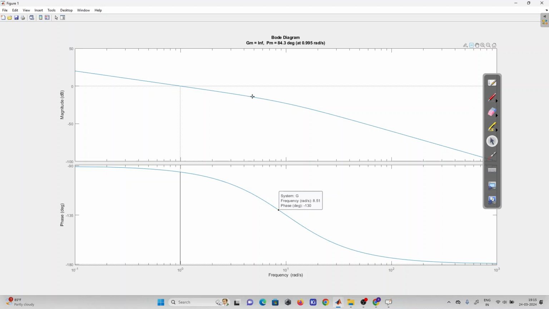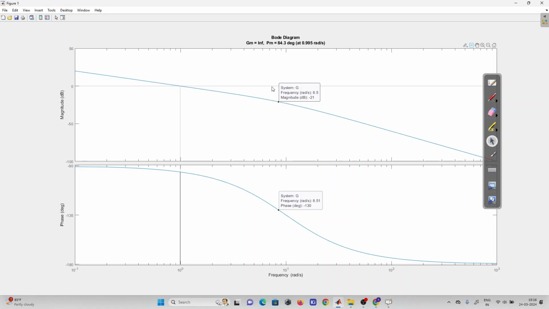Same thing we'll do in the magnitude plot also. We'll see what the magnitude will be at that point. Here also at 8.51, we get about minus 21. Okay, it means this should be our phase value. So at this frequency our magnitude should be 0.